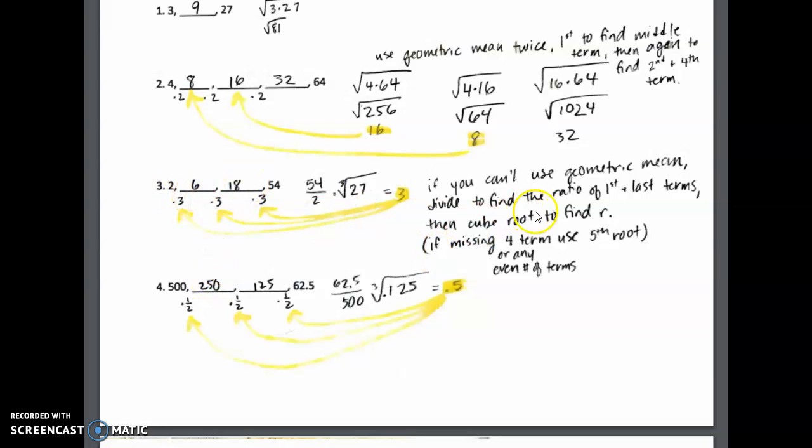If we were finding like 4 missing terms, we use the 5th root because every single time we're having to multiply or divide by that number 5 times to get to the next or the last term.